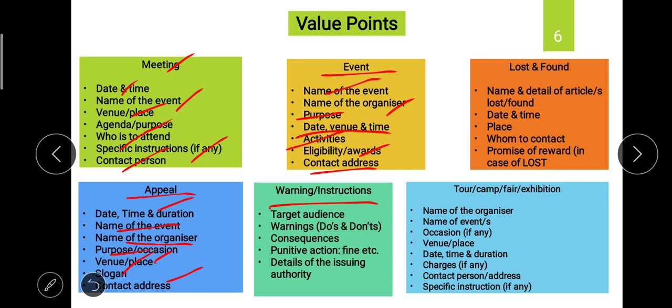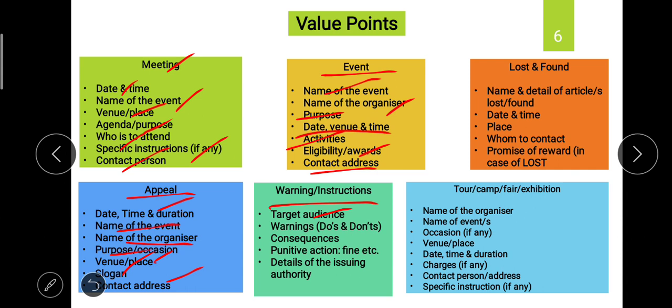If we are writing for a certain warning or some instructions are to be passed on to the people, like if we talk about this situation, that is COVID-19. So after certain intervals, the district magistrates, DMs, have to pass on certain information in the form of a notice. If some curfew is to be applied, some Maha curfew is there, so instructions are passed on to the common public. So what is to be mentioned over there? Target audience. Those instructions and that warning are applicable to which group of people? That target audience must be mentioned.